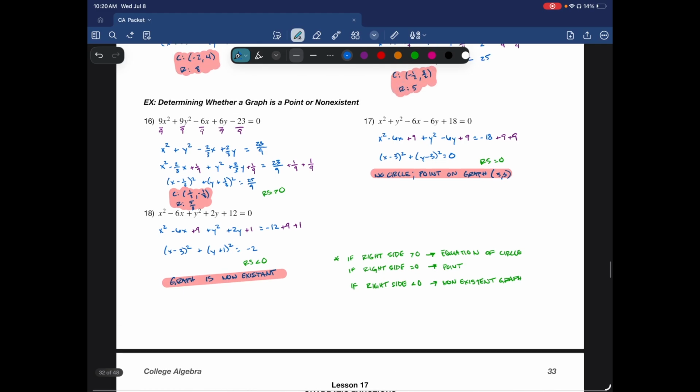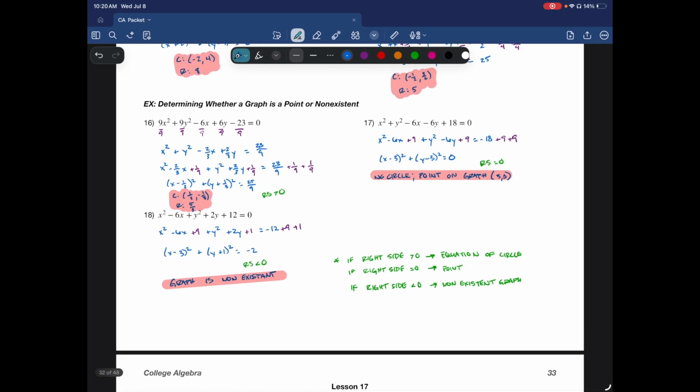All right, so I know that was kind of long, but the idea is distance, midpoint, and circles.